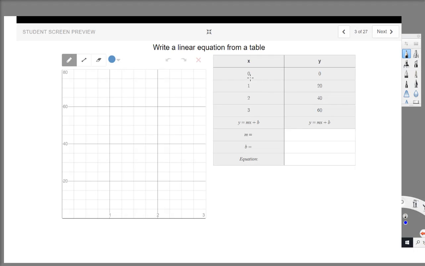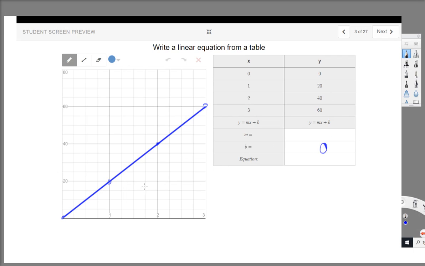Okay, I'm going to do it two ways. We're going to start plotting. So the point 0, 0 is right here. 0 to the right, 0 up. The next point, I'm going to go to the right 1 and up 20. Okay, the next point is 2, 40 and 3, 60. So we're just graphing all those ordered pairs. If I make a line and join all those points, I have a y-intercept. That y-intercept crosses the y-axis at 0. So that's going to be 0.